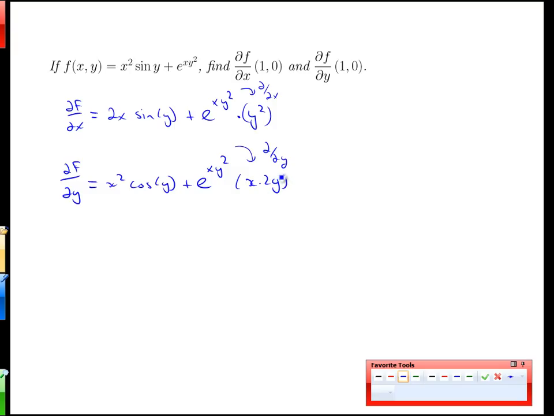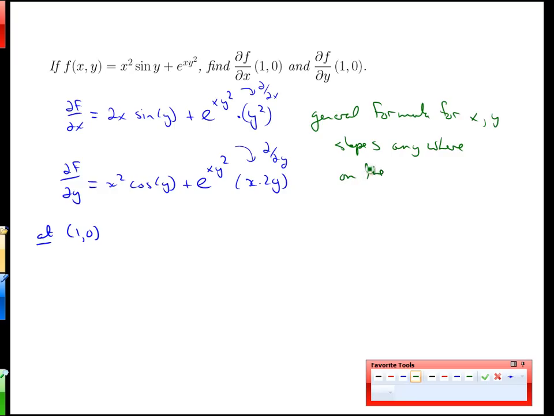There we go. Now we can focus our attention at a particular point if we so choose. So this is the general form, or the general formula, for the x slopes and y slopes down here, anywhere on the surface that's defined by z equals f of xy.